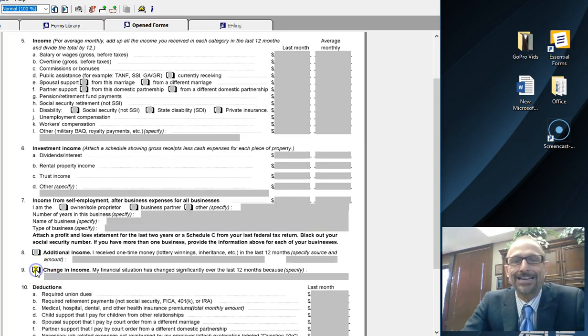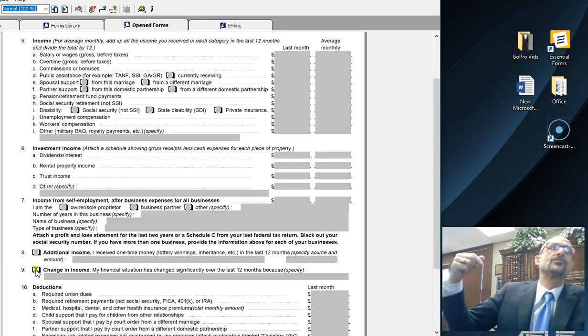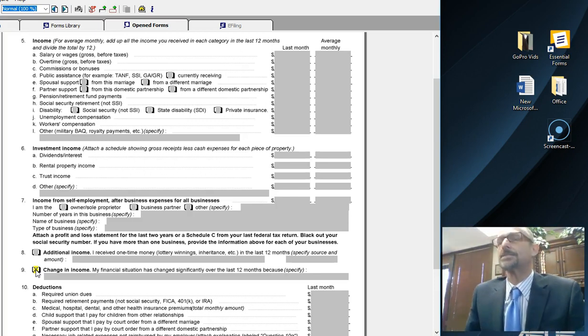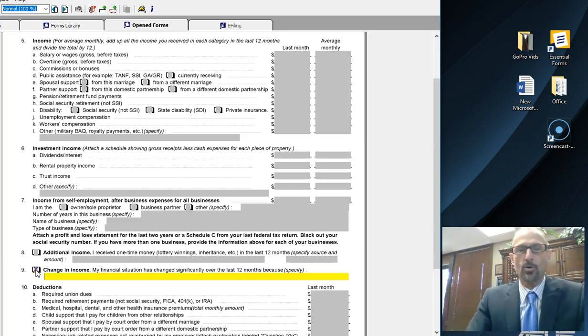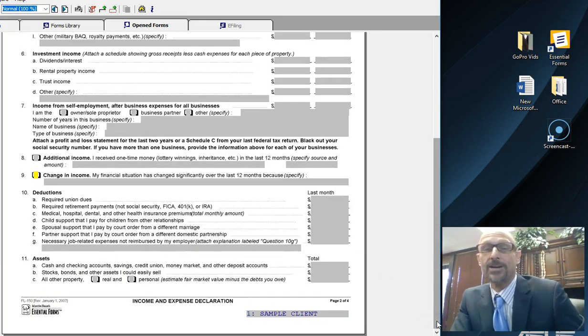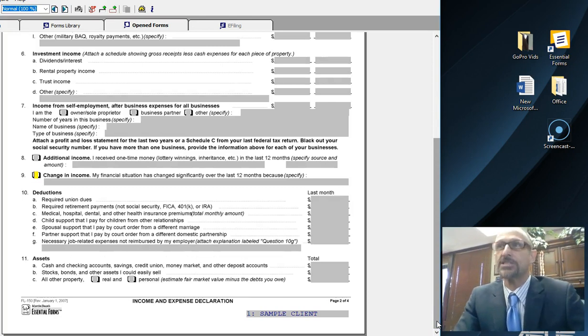All right, 9. 9 is change in income. So if your financial situation or your income changed significantly in the last 12 months, you're going to want to mark that box, and you're going to want to explain it in the larger space below. You don't need to get into too much detail here. Just, became self-employed and my income dropped, or just started working after 18 years. Something like that is fine. Some simple explanation. If the court wants further explanation, trust me, they'll ask. If the other side wants more information on it, trust me, they'll ask.